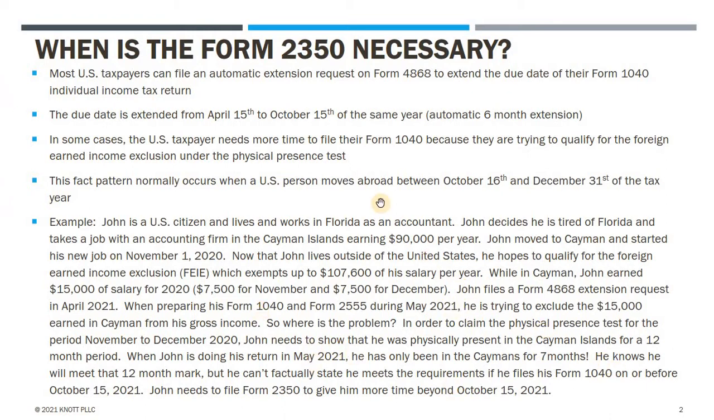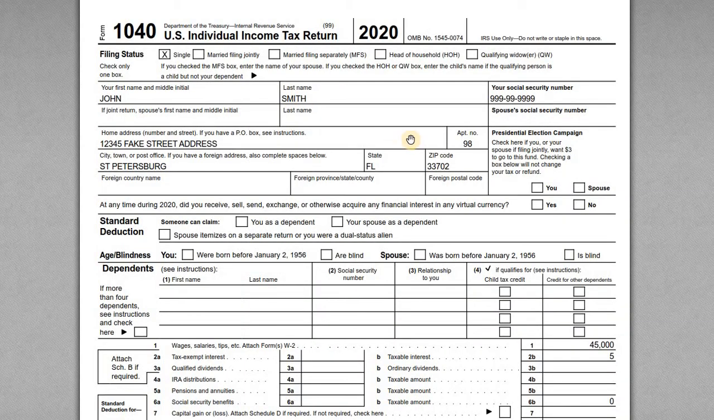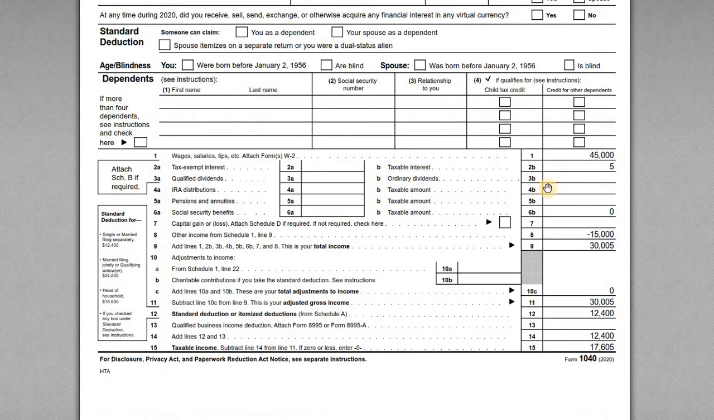Let's look at the actual tax return and see how this works on paper. So here's John's tax return. His return is relatively simple. He's reporting total wages for the year of $45,000. Now that $45,000 includes the $15,000 he earned in Cayman and $30,000 he was earning as an accountant during the year just living and working in Florida.